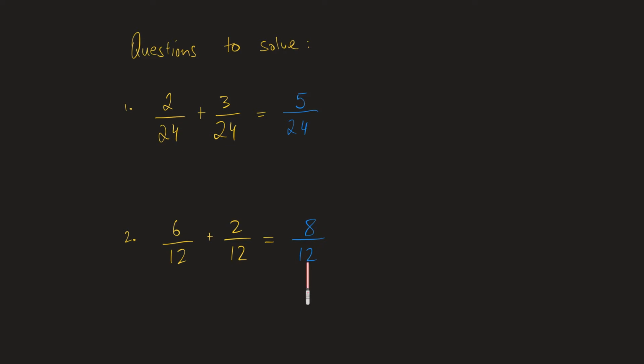So I need to think of the highest common factor that goes into 8 and 12, and that's going to be 4. So if I divide that by 4, that'll give me 2. If I divide that by 4, that'll give me 3. So a simplified solution is 2 over 3.